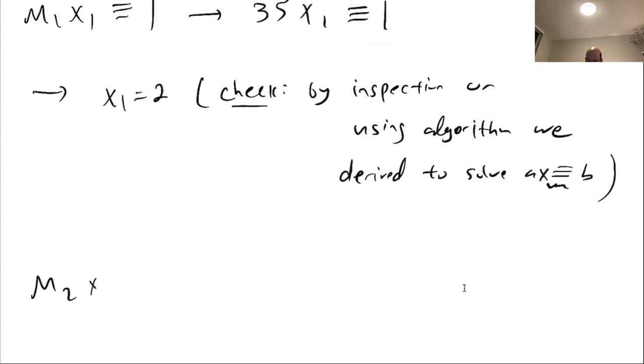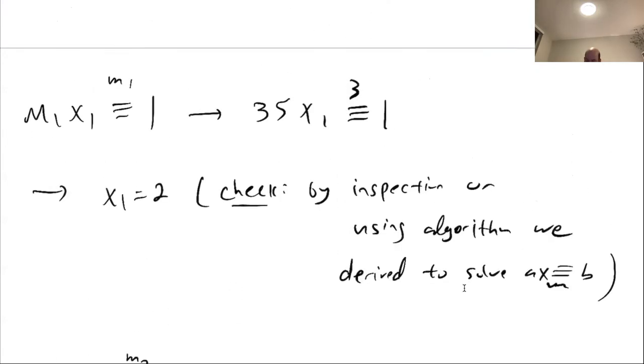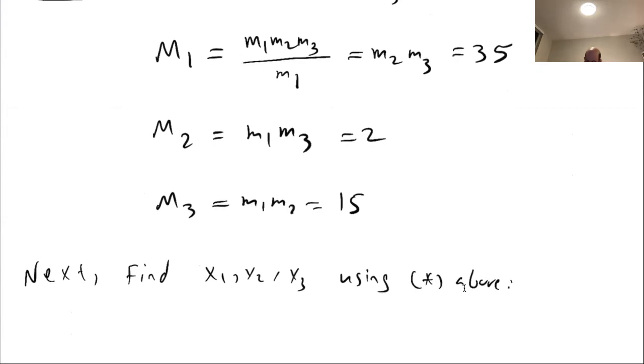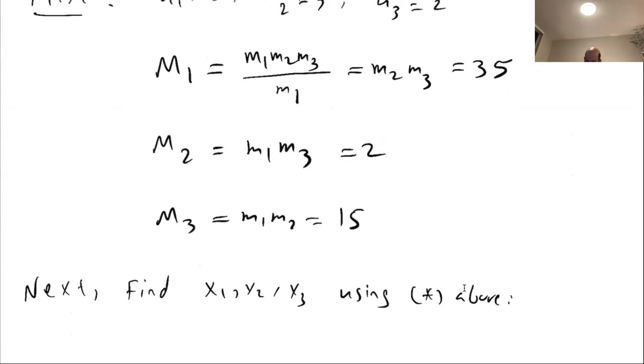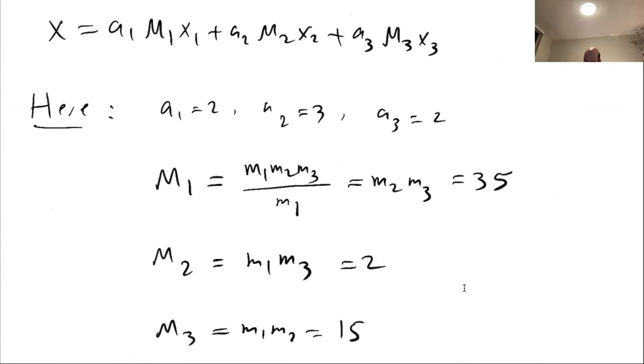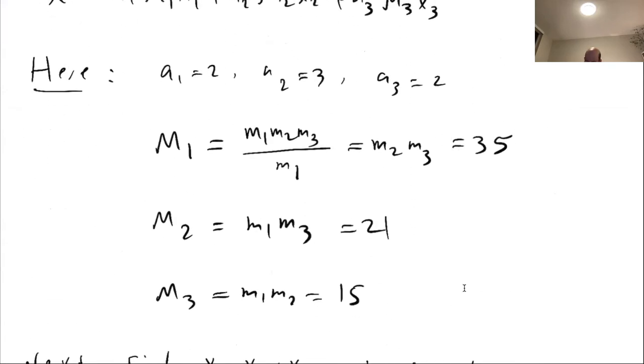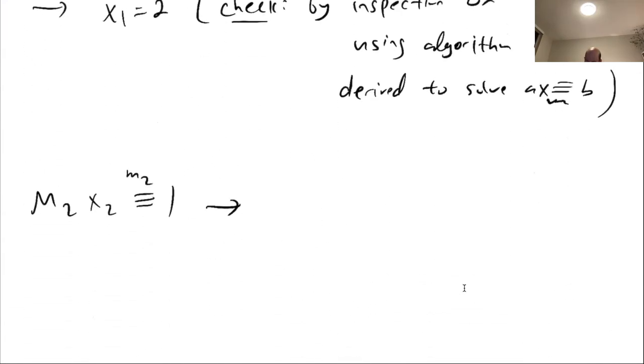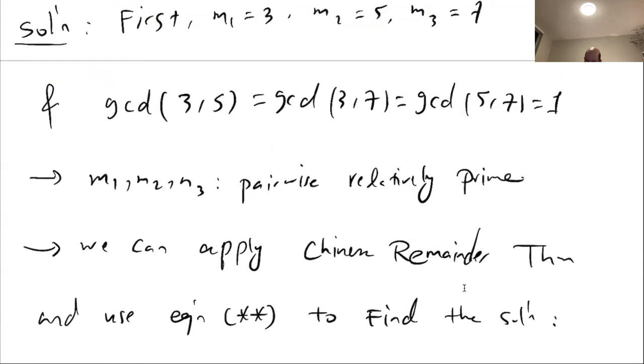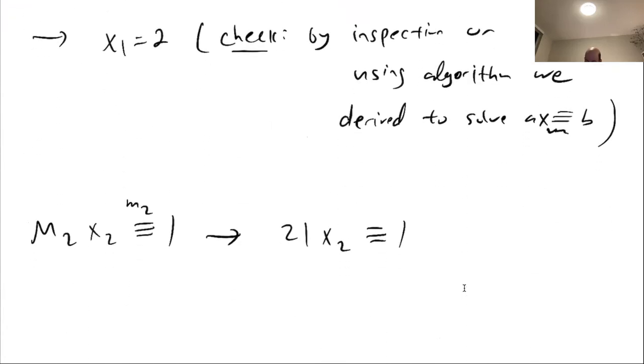Now M2 X2 equals 1 mod M2. So how much was M2? M2 was 21. And X2 was 1 mod small M2. Small M2 is 5. Now how much is this number? Again, by inspection, we can guess. We can use X2 equals 1.